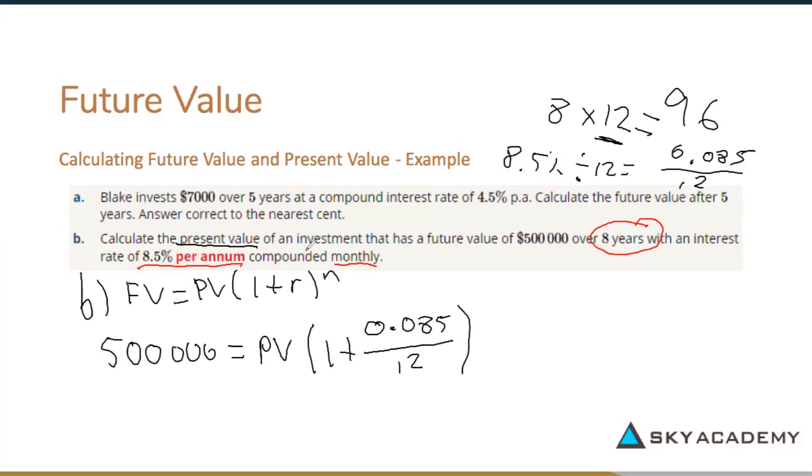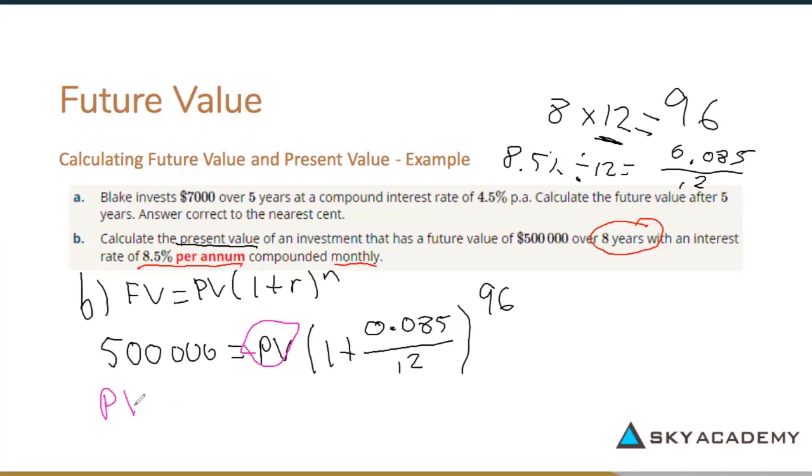This question is harder because you have to know to divide the rate by 12 and times the number of periods by 12. So once we get that, we can't just put it into our calculator like we did for question A, because the thing we are trying to find is on the other side of the equal sign. If it was where the 500,000 was, we could easily put it into our calculator. But because it's on our other side, we have to do some changing the subject of the formula, because we want to get PV by itself.